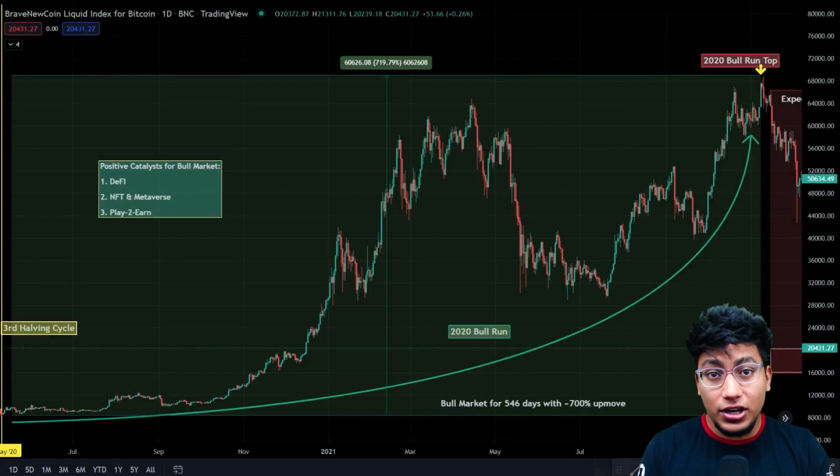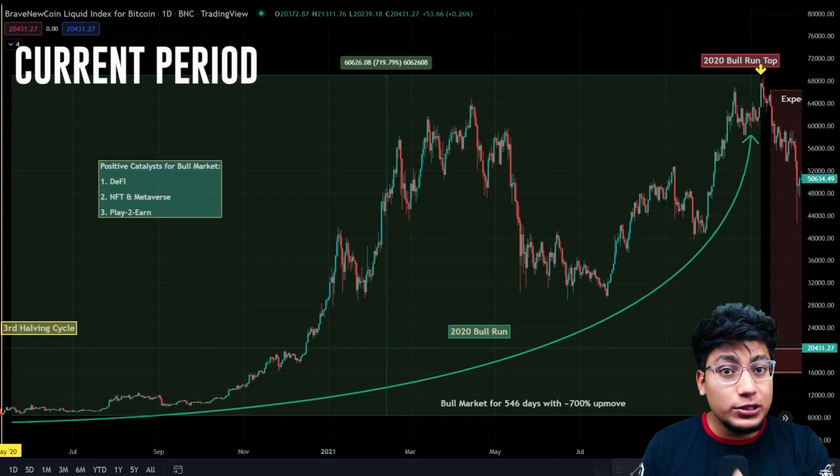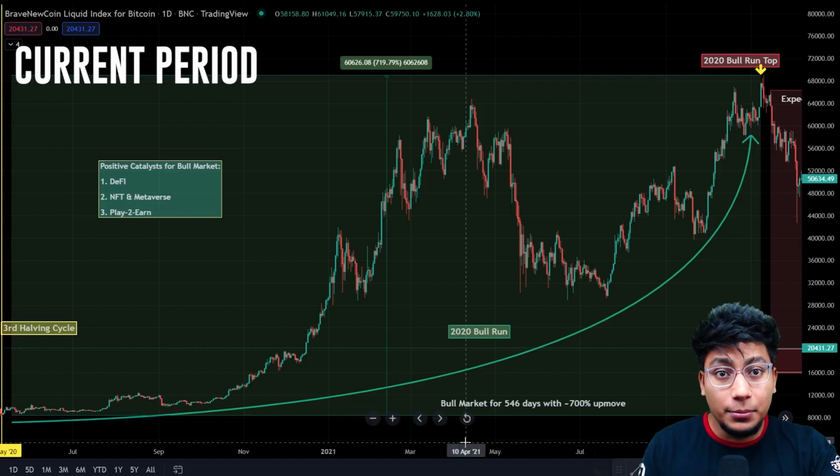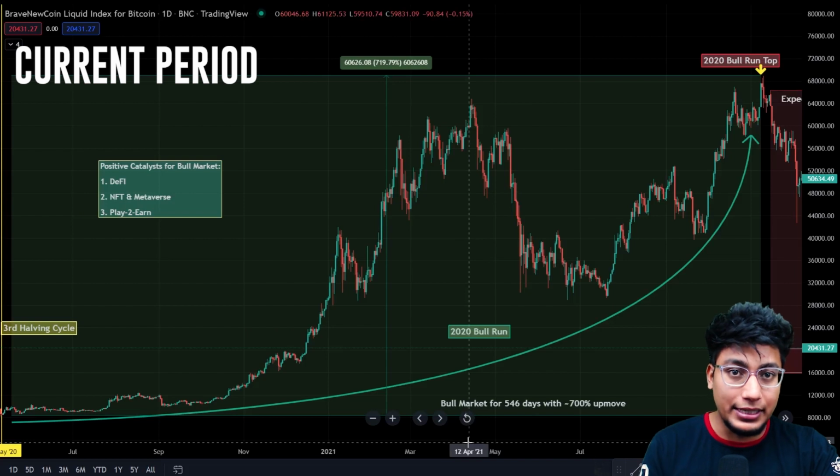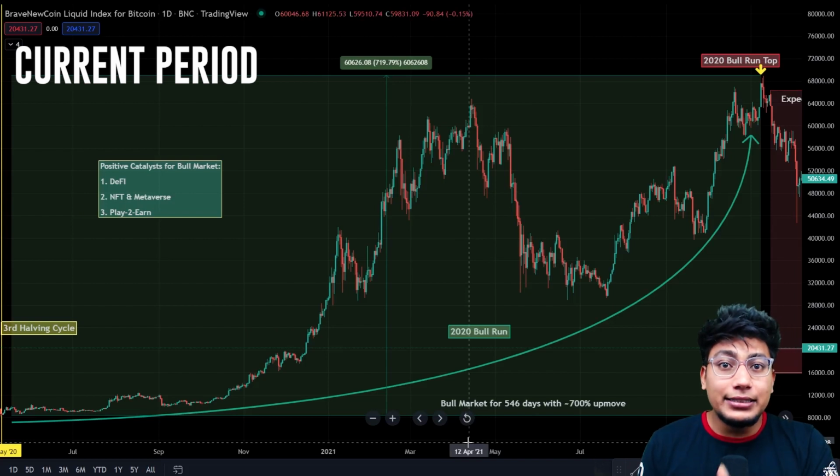Now comes the third halving cycle, which was the May 2020 halving, and again we saw a bull run, a bear market, and probably we will see some sideways market. So let's understand this scenario. Within this 2020 bull run, the market stayed in the bull run for 546 days, and it gave us a return of 700%. And again, if we see the trend, the time taken to reach the top is increasing, and the returns that we receive in each bull market are going down.